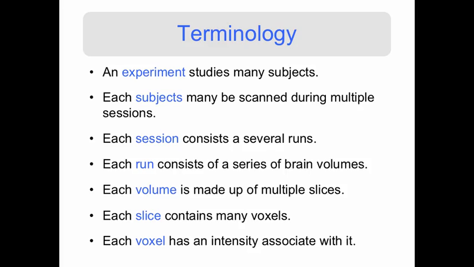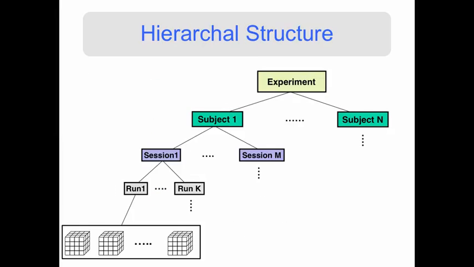So in general, in an fMRI experiment, we study many subjects. Each of these subjects may be scanned during multiple sessions, and each of these sessions can consist of multiple runs. So we might repeat the task or the experiment several times while the person is in the scanner. Each of these runs consists of a series of brain volumes, because in each run we might collect several hundred brain volumes. As we saw here, each volume is made up of multiple slices. Each slice contains many voxels, and each voxel, that's our fundamental unit of measure here, has an intensity associated with it.